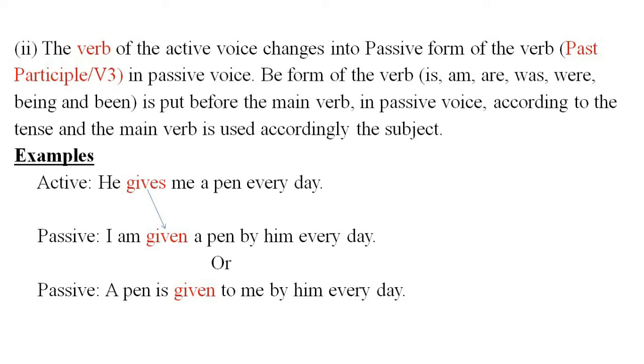Here are examples. Active sentence: he gives me a pen every day. Passive: I am given a pen by him every day. Dear student, what you observe here in active sentence? You see the gives is verb and it changes into passive form given, that is past participle. So in this way, by changing form of the verb, we make passive.